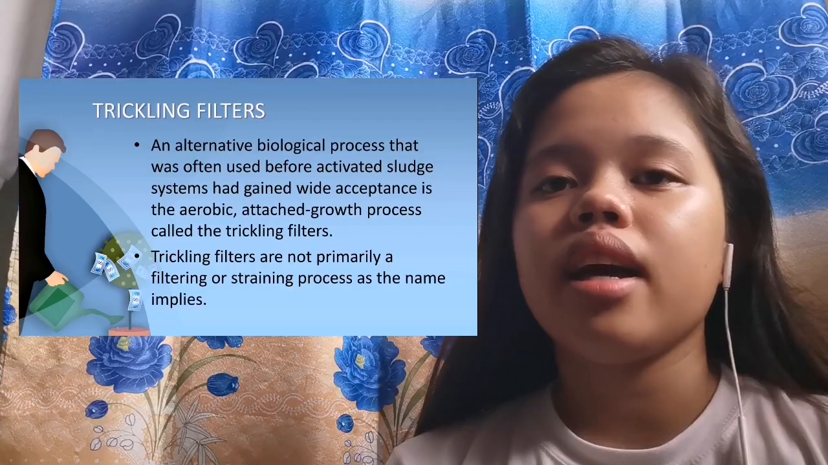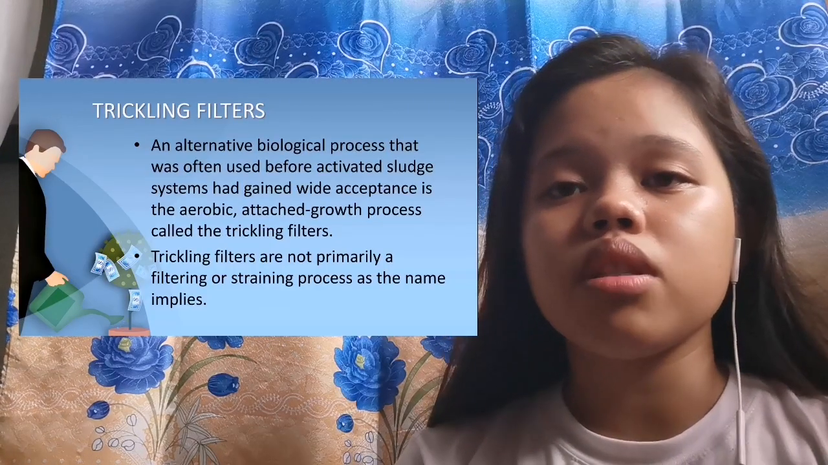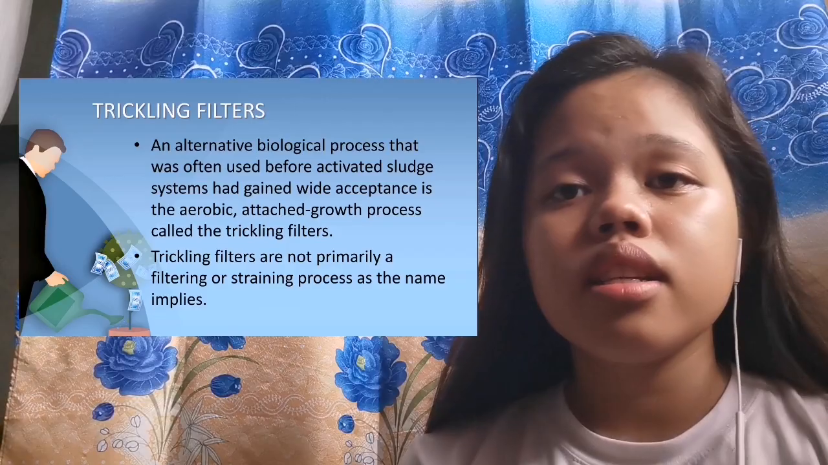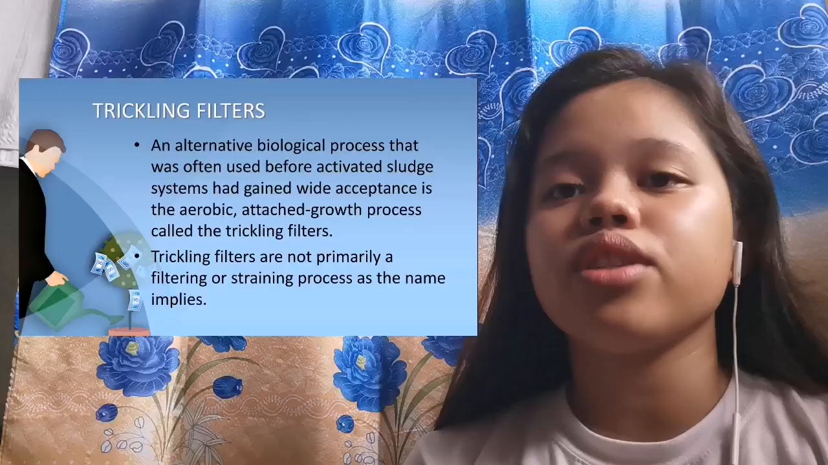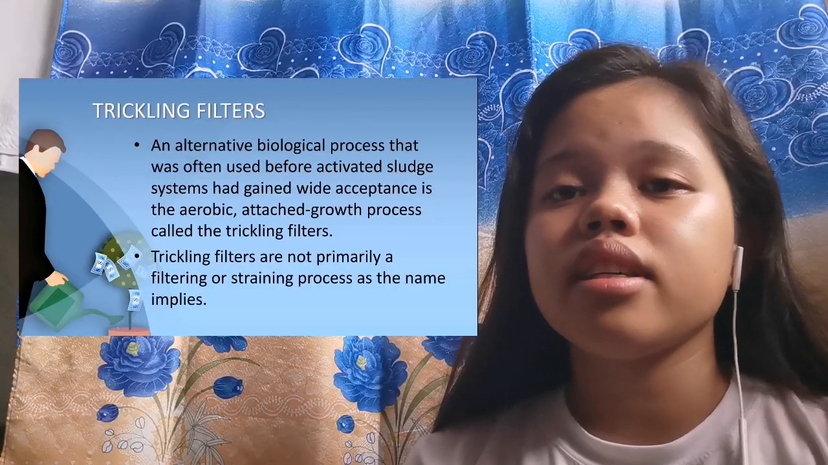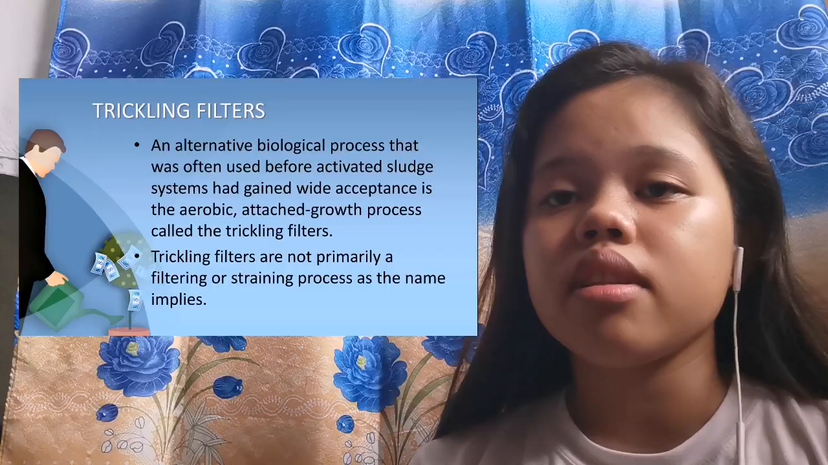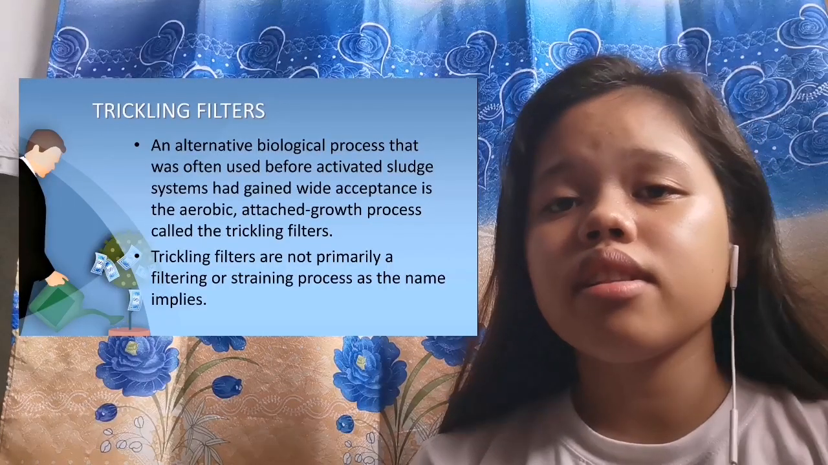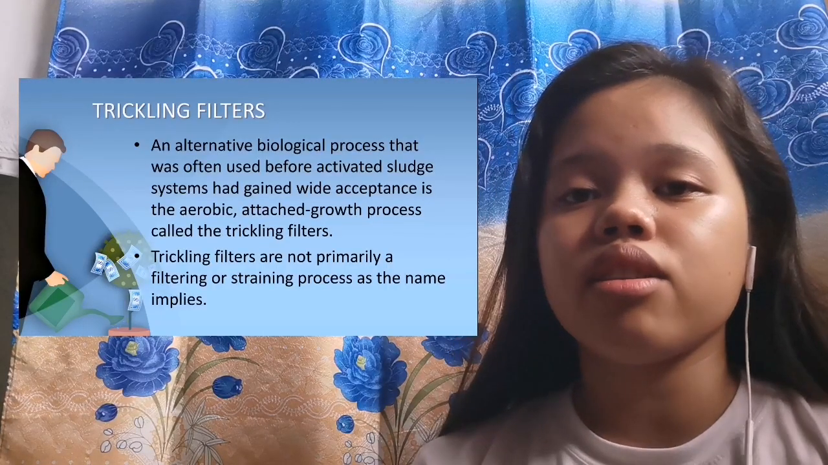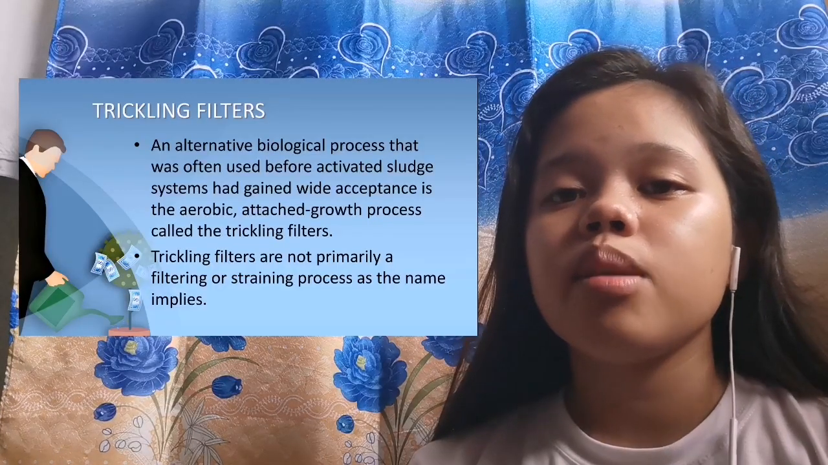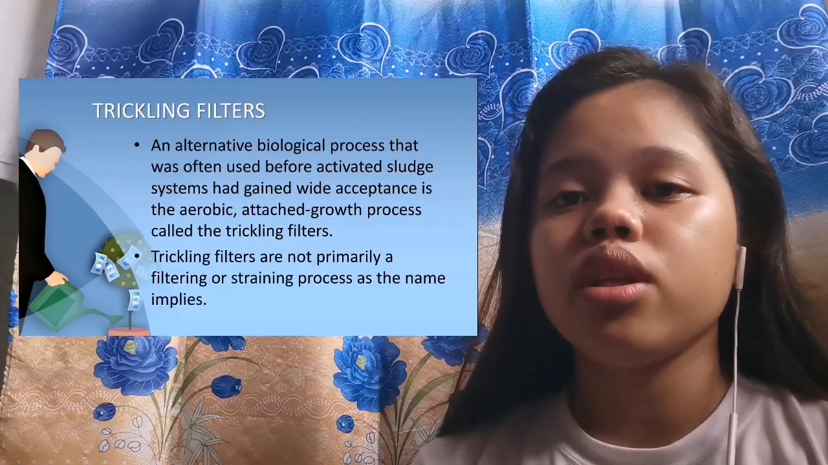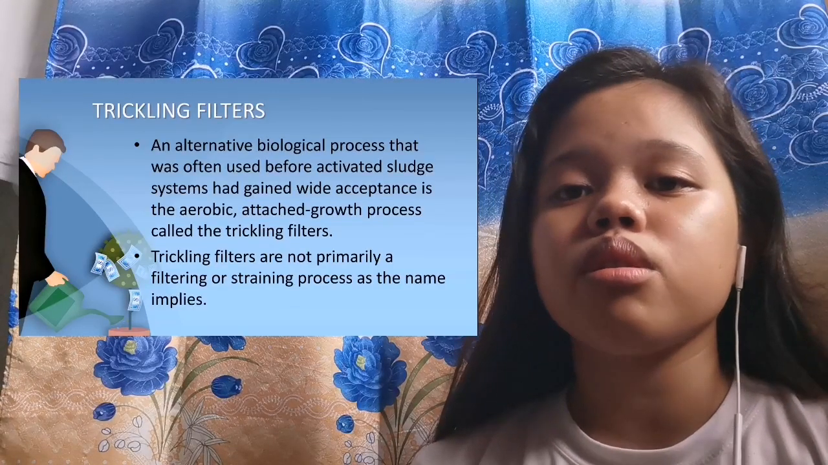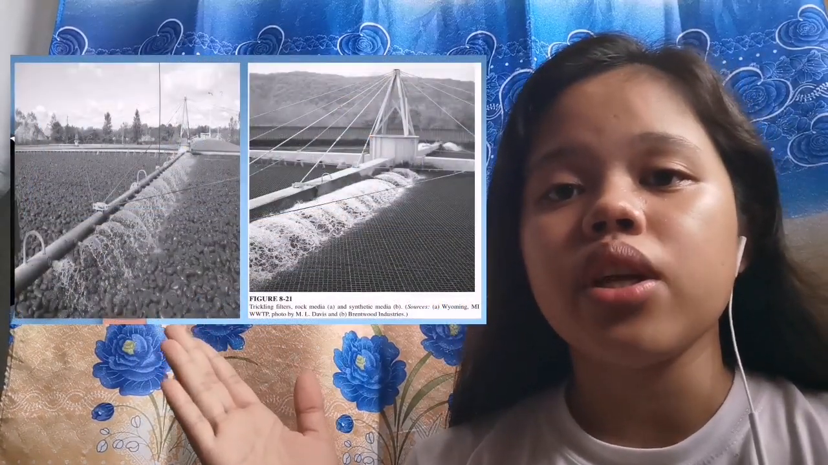Trickling filters, an alternative biological process that was often used before activated sludge systems had gained wide acceptance, is the aerobic attached growth process called the trickling filter. Trickling filters are not primarily a filtering or straining process as the name implies. Trickling filters do not filter the wastewater like a traditional sand filter. Instead, the biomass growing on the media uses the organic matter, along with a portion of the nitrogen and phosphorus, to grow new microorganisms. This is a sample picture of a trickling filter.